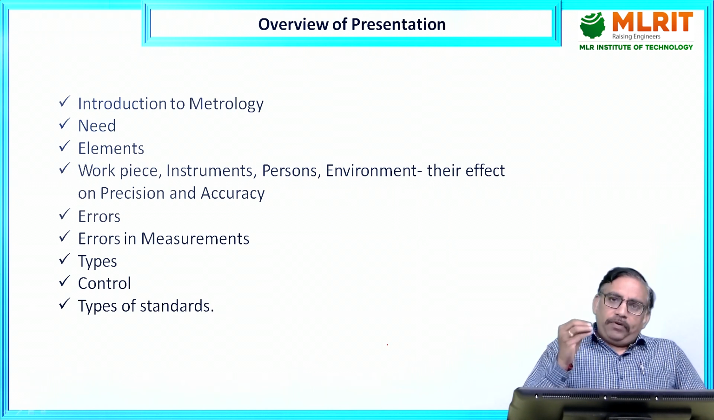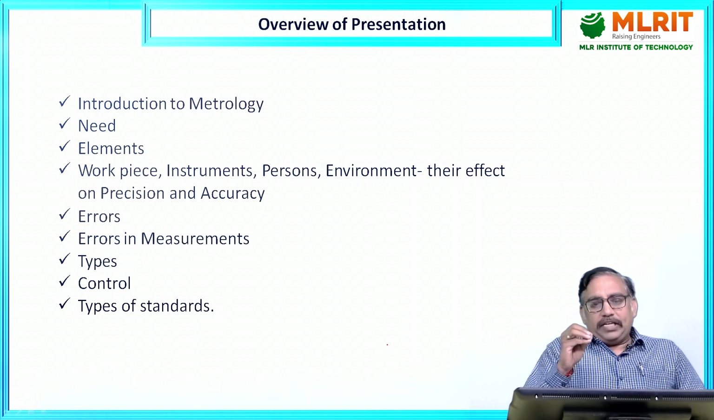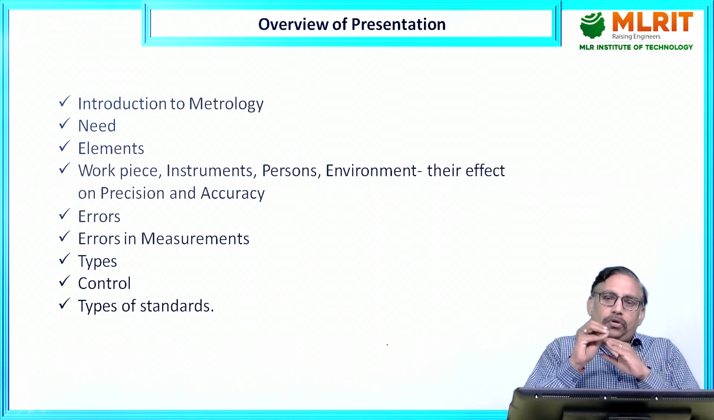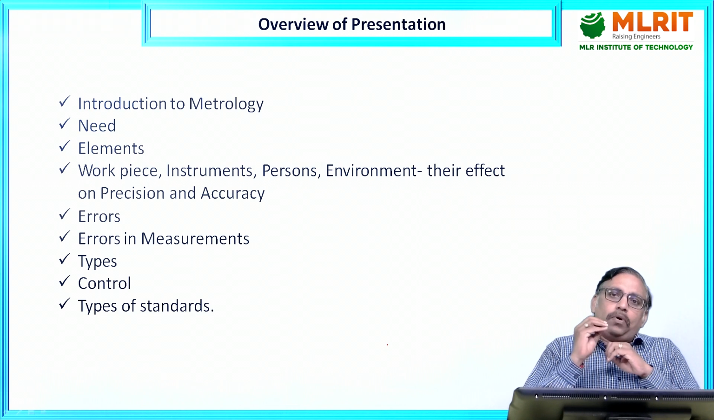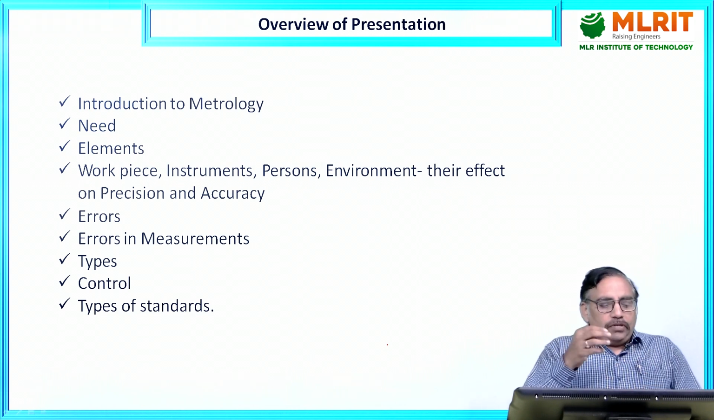The basic aim of measurement in industries is to check whether a component which has been manufactured is up to the requirement of a specification or not. So mainly the aim of measurement is to go for quality control checks. The objectives of metrology are as follows.